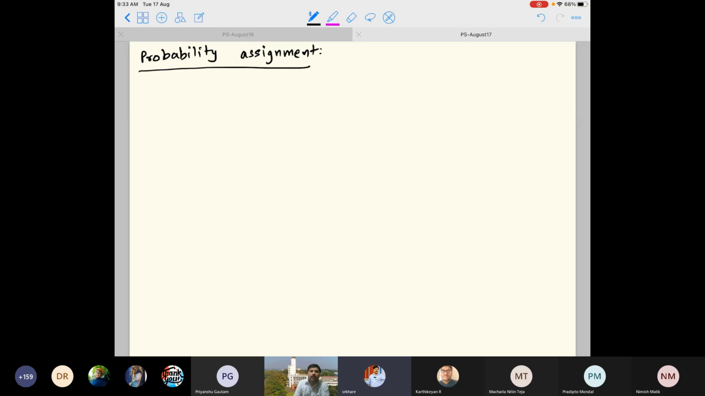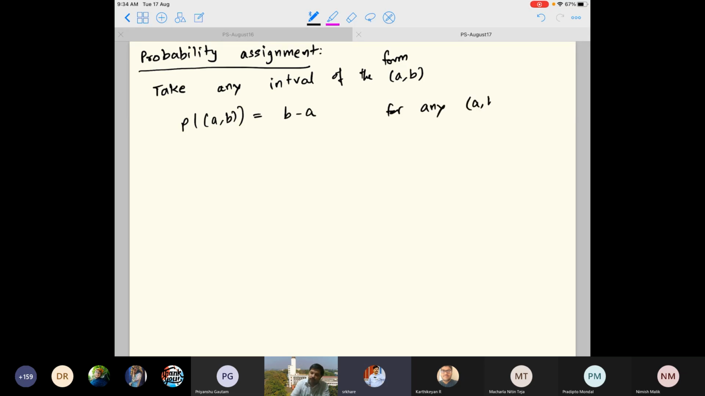So how will I do the probability assignment? Take any interval of the form AB. What is the probability of AB? It's the length B minus A, for any AB which is a subset of [0, 1]. Is that right? I'll be a little more careful and use the same setting that I used in the sigma algebra.